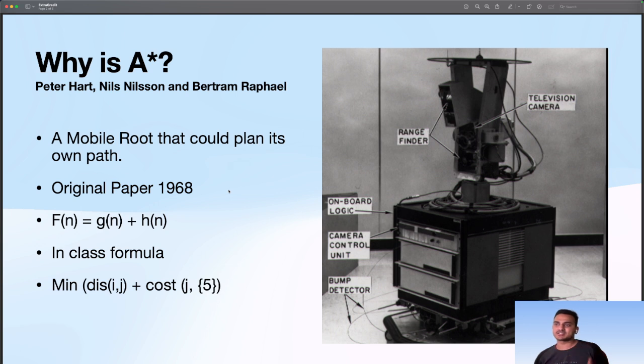They initially published it in 1968, and the formula they used was f(n) = g(n) + h(n), where h was the heuristic estimate we take. But in our class, we found a much better and more understandable formula, which was the minimum of distance and cost, and we used this formula to find the minimum distance with the A star algorithm.